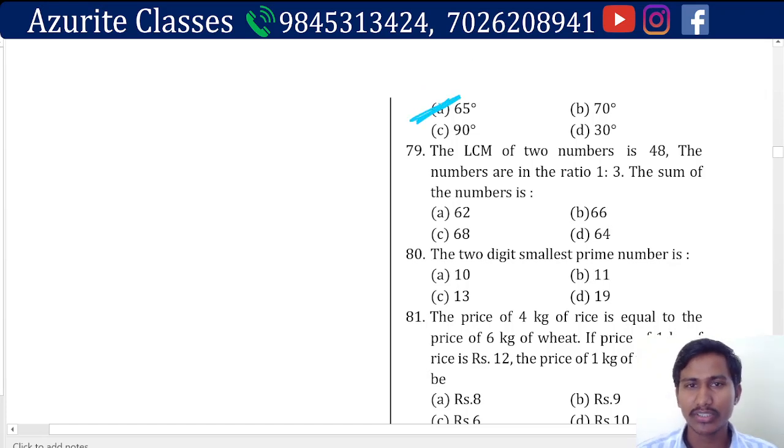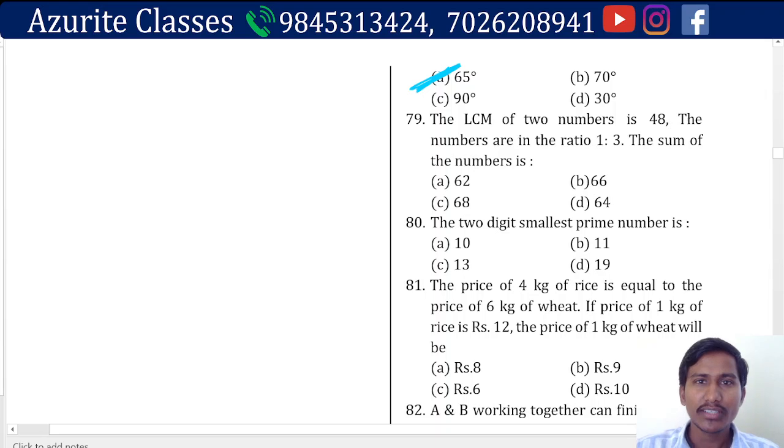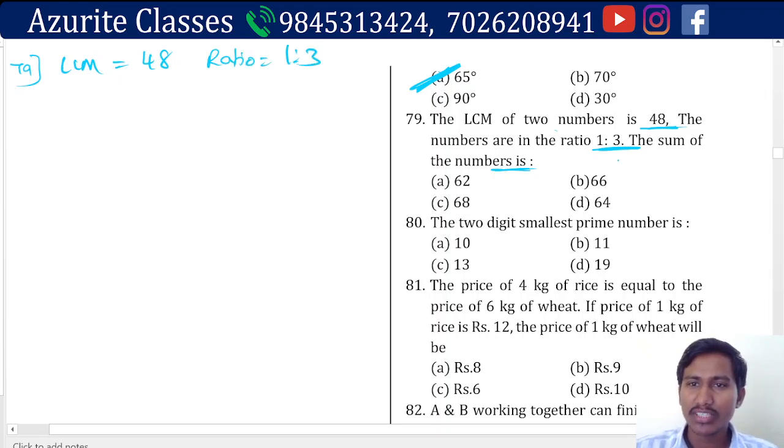Okay, good. Next, we'll do question 79 now. The LCM of two numbers is 48 and the numbers are in the ratio 1:3, find the sum of the numbers. So the LCM they have given is 48. The ratio is 1:3. So the numbers will be 1x and 3x, right?